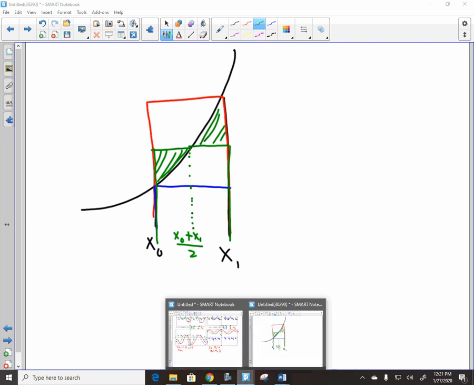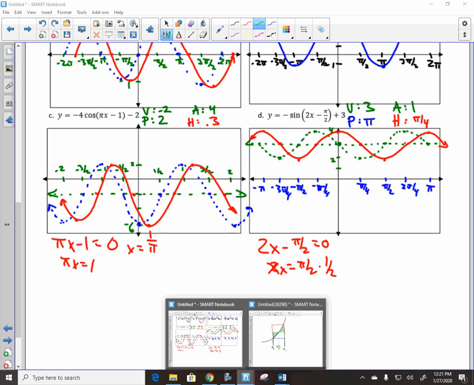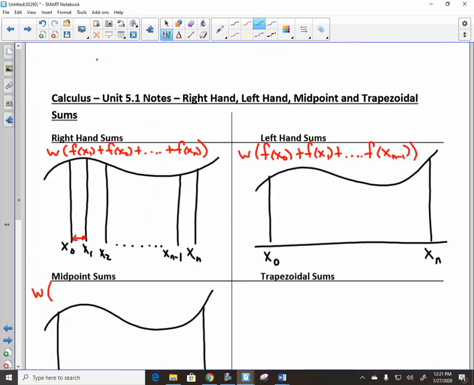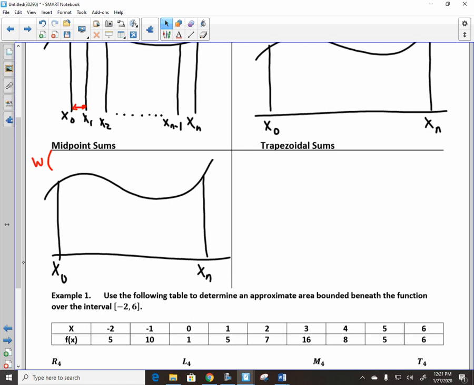So if we go to our notes, we have, where are you? That guy and back here. There we go. f of x sub 0 plus x sub 1 divided by 2. And then the last one would be f of x sub n minus 1 plus x sub n all divided by 2.